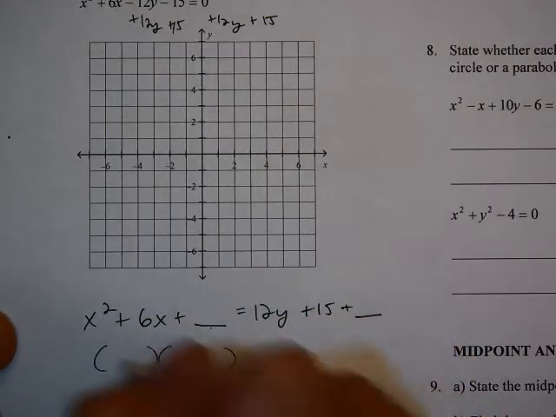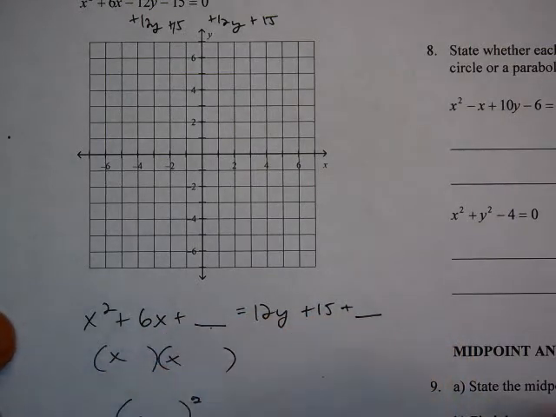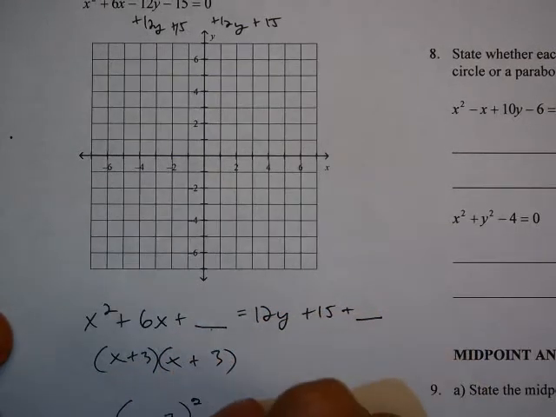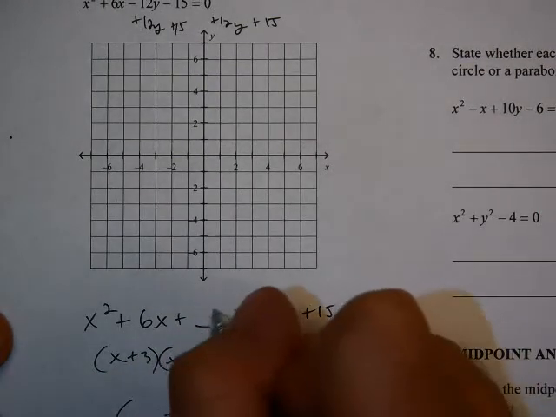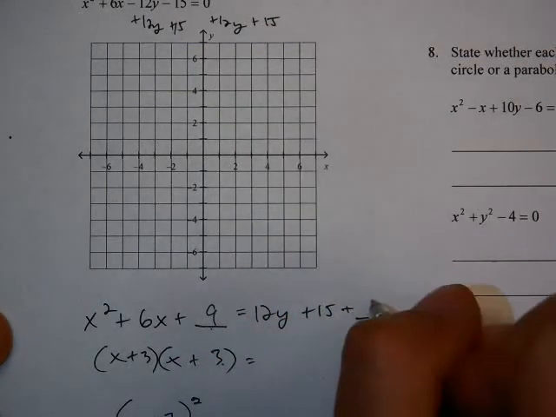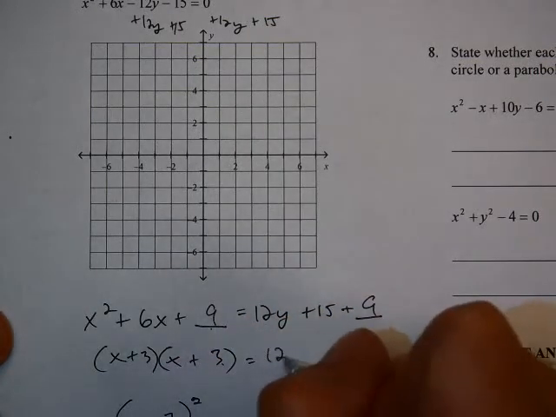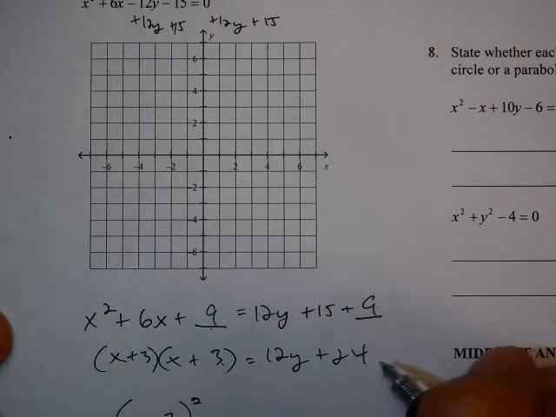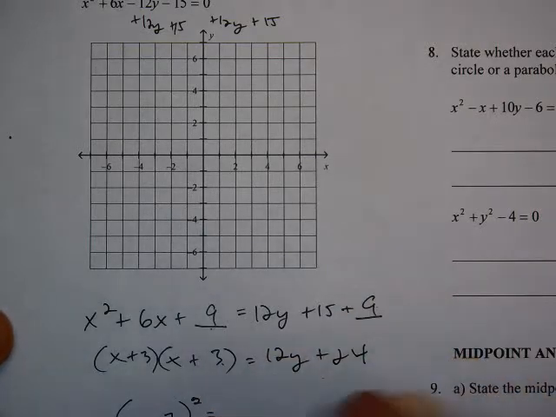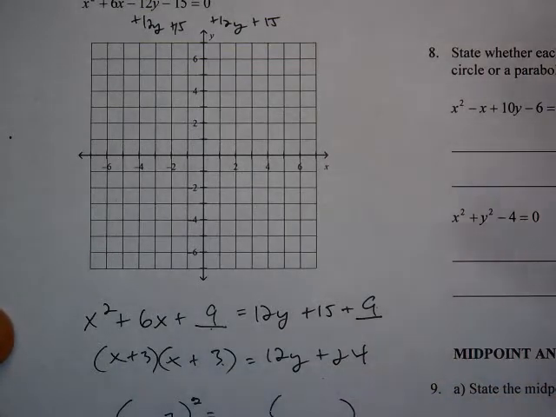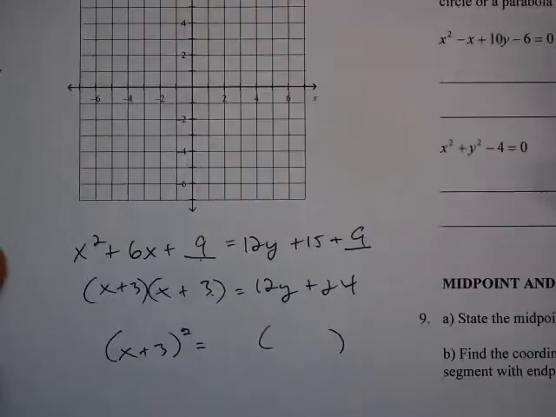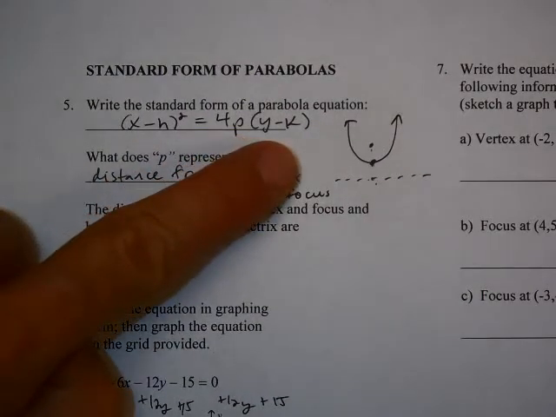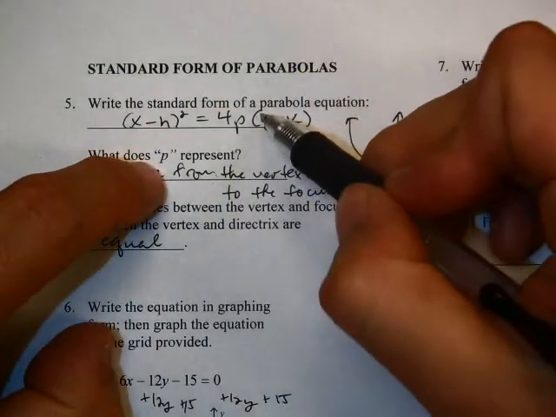So now I'm taking half of the 6, positive 6 becomes positive 3. 3 times 3 is 9, which means that's a 9 there, which means this, when we combine like terms, will be 15 plus 9 is 24. The last thing we have to do is factor it, because again, we're trying to get all of this to look like the standard form with 4p times (y minus k). The y inside the parentheses has to have a 1 in front.